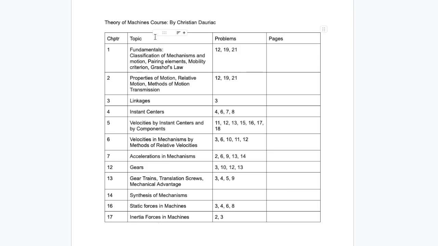This class is divided in a couple sections. So chapters 1 through 4 are essentially breaking down the real problems that you're going to be facing in theory of machines. So chapter 1 is step 1 of the problems. Chapter 2 and 3 are the later steps of the problem. And chapter 4 is step 2 of the problem.